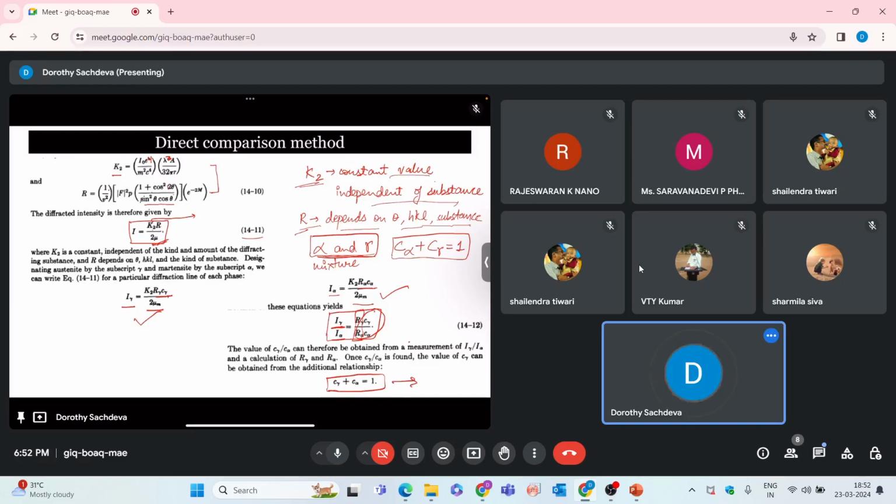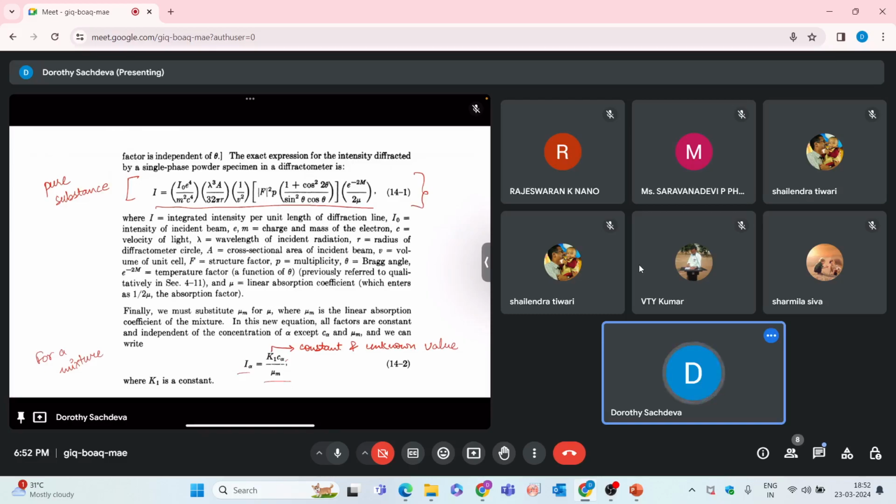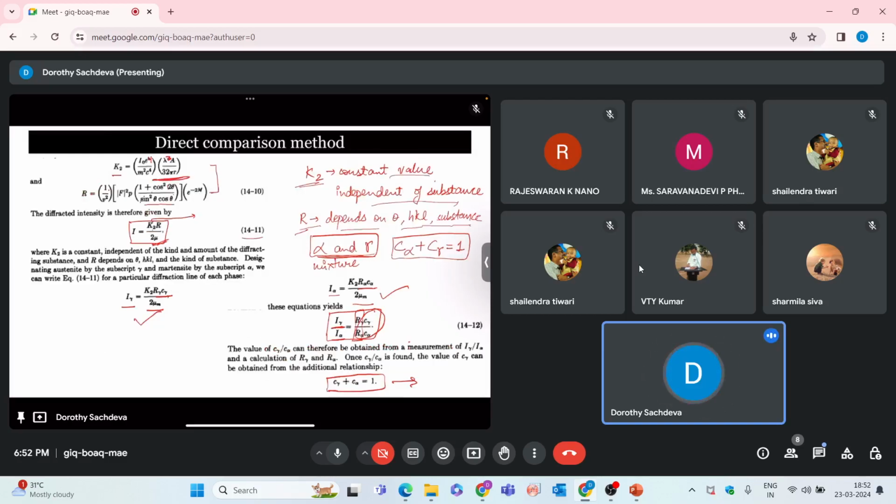So basically, you can remember that your whole intensity equation for a pure substance is broken down into the K2 term and the R term, where K2 is a constant which does not depend upon the type of substance in the system, and the R value depends on theta, on the HKL value, and on the substance which you are looking at.